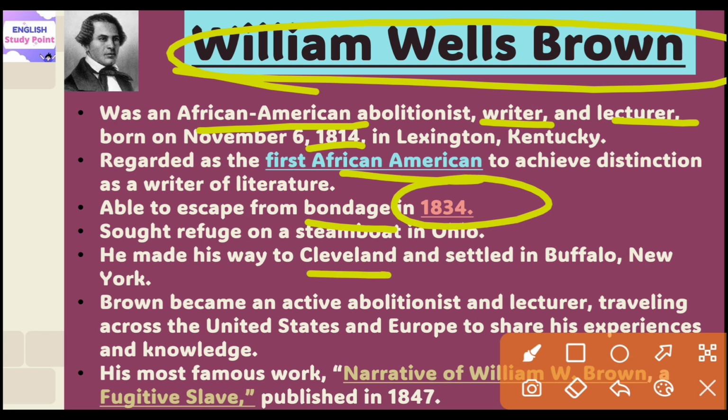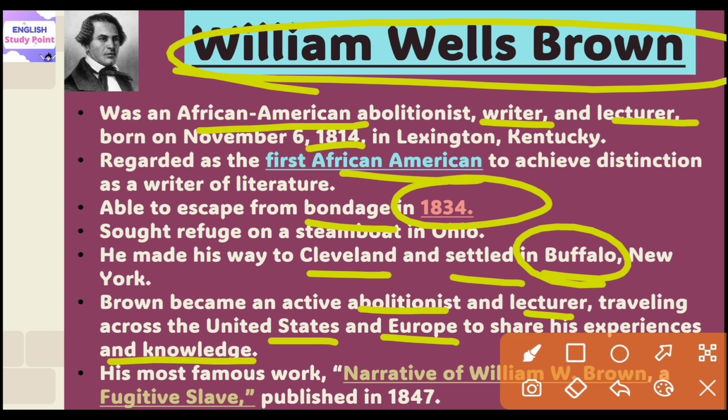He made his way to Cleveland and settled in Buffalo, which is situated in New York. This means that this newfound freedom allowed Brown to pursue his intellectual passions and advocate for the abolition of slavery. So Brown afterwards became an active abolitionist and lecturer. He traveled much across places like the US and Europe. So he was well traveled as a former slave, and through his travel experiences he educated himself, and with this education he tries to share his experiences and knowledge with others.